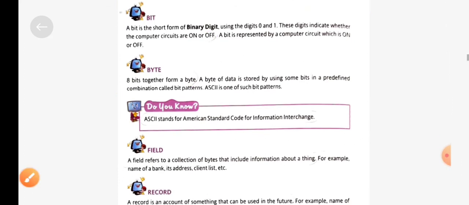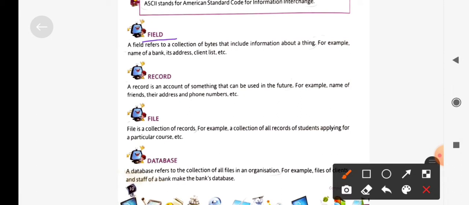Again, after that, continue your answer and write down the heading field. Start writing from the first line. A field refers to a collection of bytes, till about a thing you have to write down. After that, regarding the record, again the same heading. Then start from this line. A record is an account of something, till used in the future. Then file. Only this much, the first sentence. And lastly, about your database you have to write down this first sentence again.